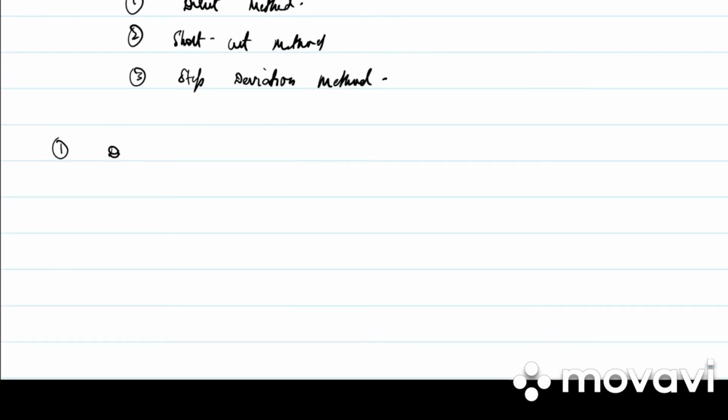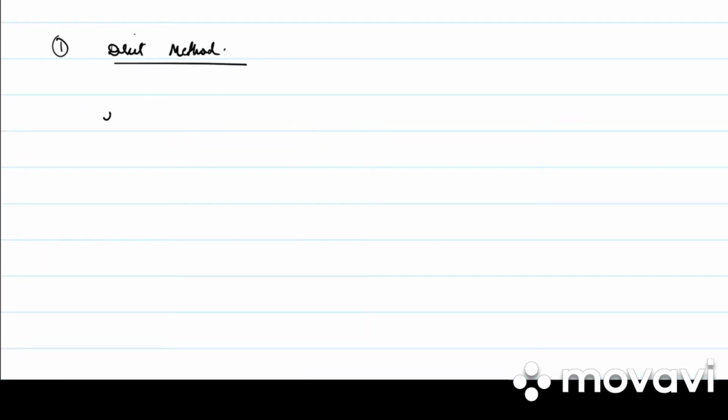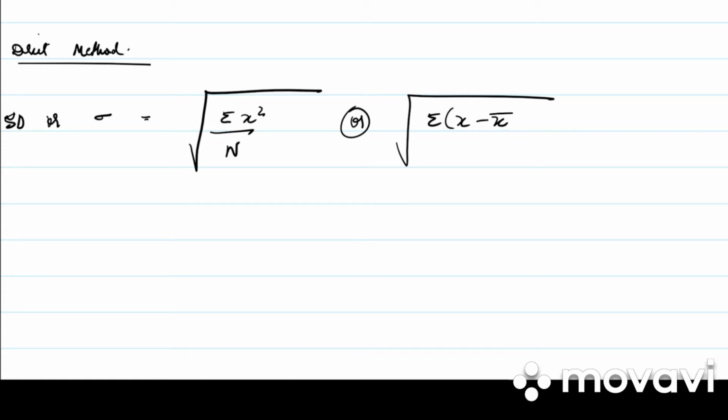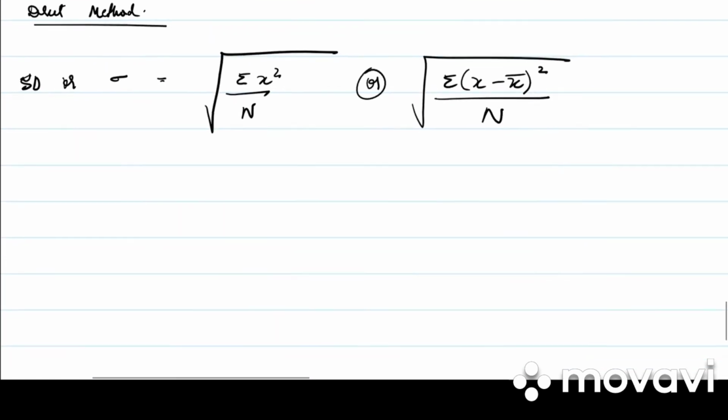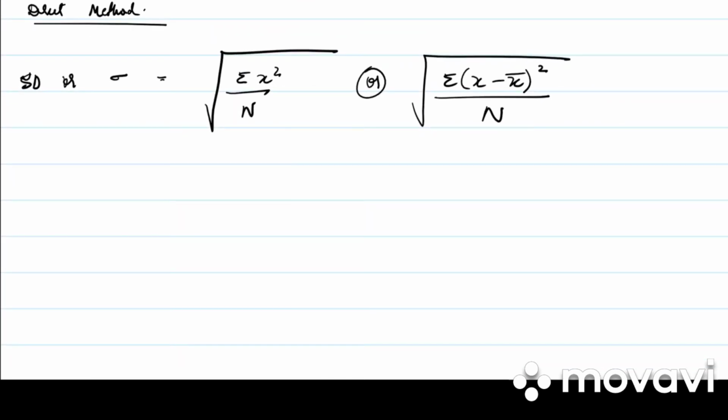So write down the first one, direct method. So what is the formula? It is SD, or it is denoted by sigma, is equal to square root of summation x square divided by n, or summation x minus x bar square divided by n.